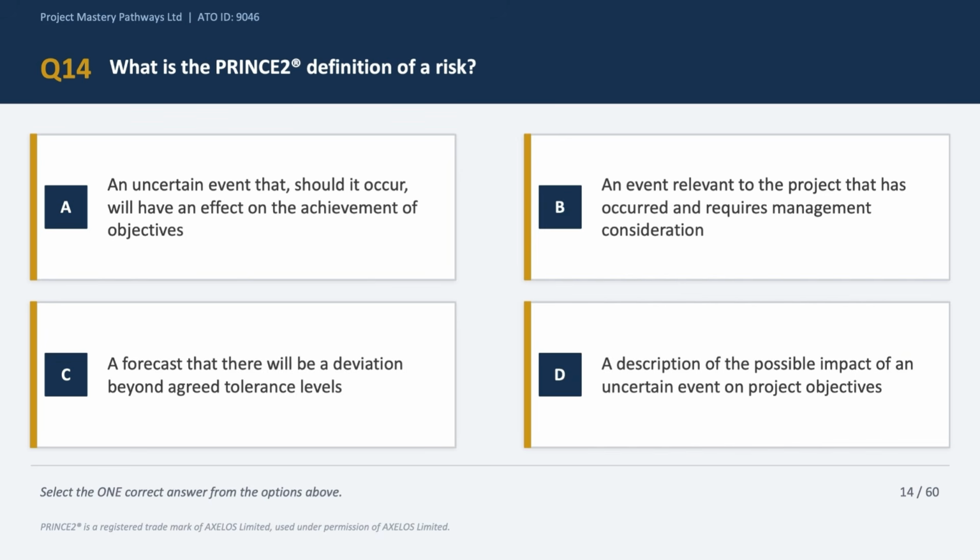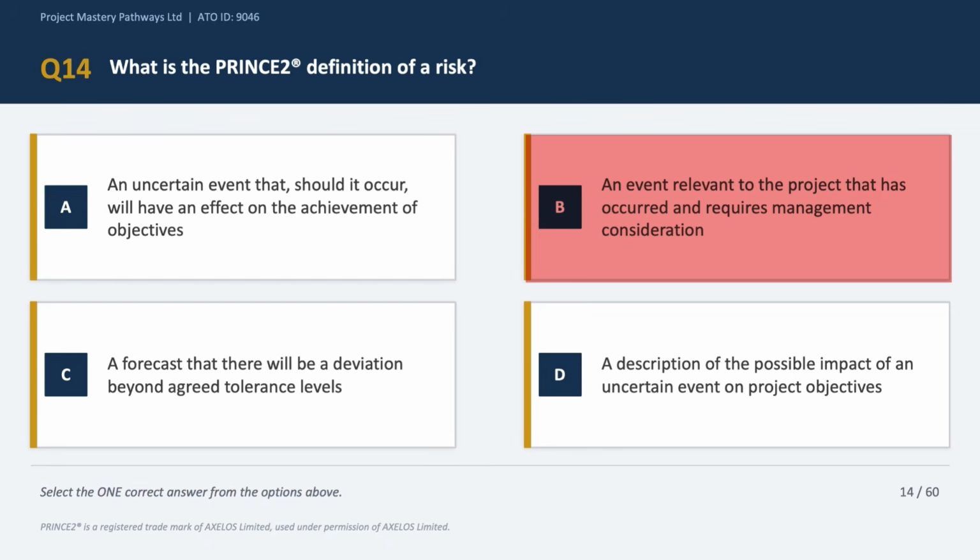Question number 14, and here we have a definition question. Now PRINCE2 has very specific definitions for risks and issues, and they are not interchangeable, okay? So please be very, very clear about them. Option B says an event relevant to the project that has occurred and requires management consideration. Now that is the definition of an issue, not a risk according to PRINCE2, because issues have already happened or are about to happen in the near future, right? So option B is incorrect.